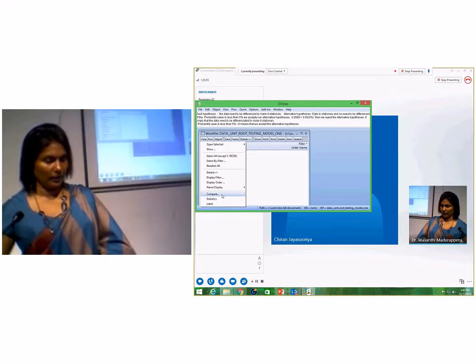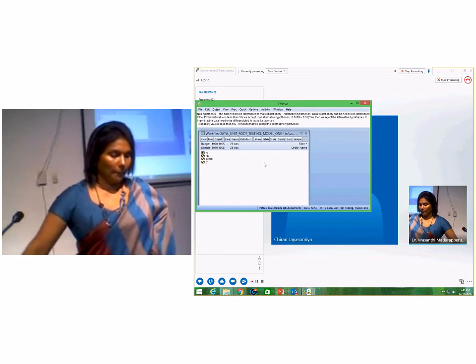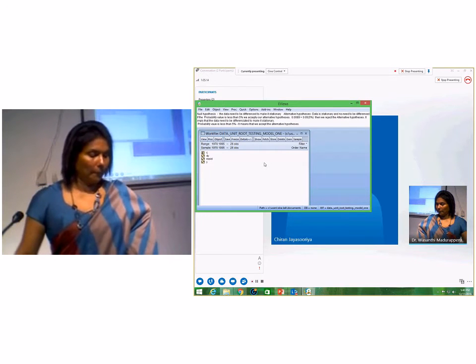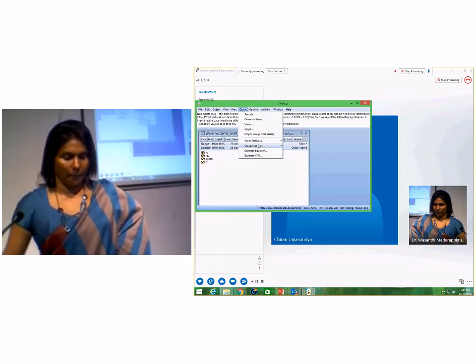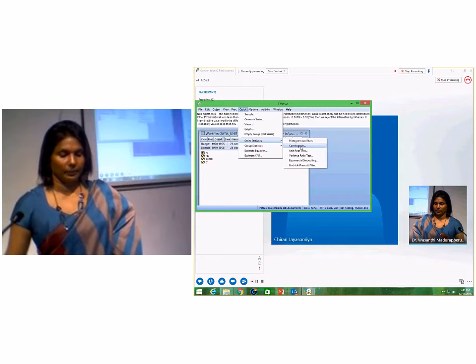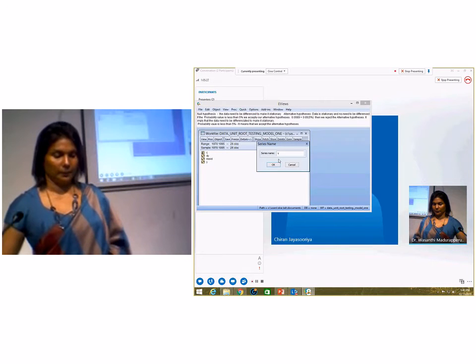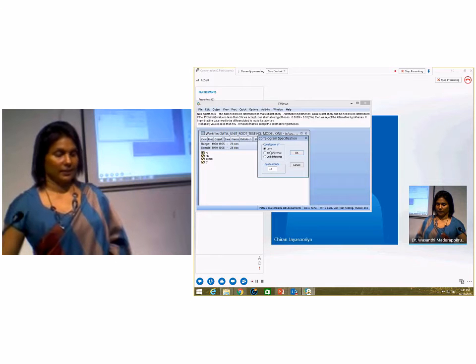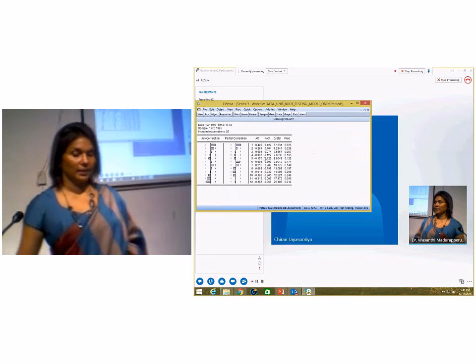View correlogram. It is y, levels first, then click OK. This is the autocorrelation and the partial autocorrelation.